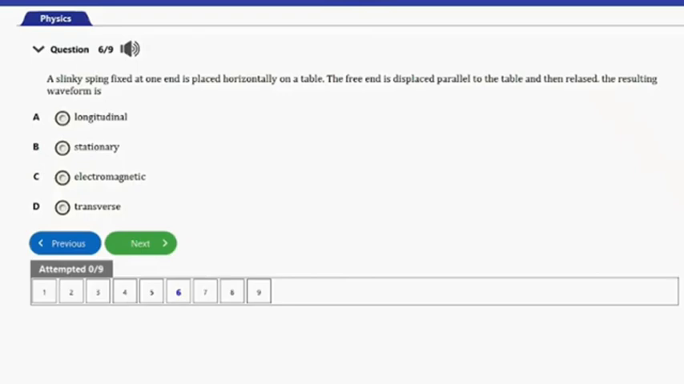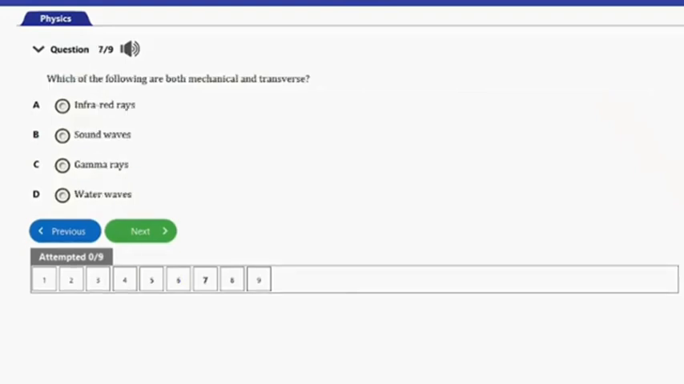Actually, that would be longitudinal because the wave will move along the direction of the propagation, and that's option A here. So let's go ahead and consider the next question. The next question here is question number 7. It says, which of the following are both mechanical and transverse? We have A, infrared rays, B, sound waves, C, gamma rays, D, water waves.